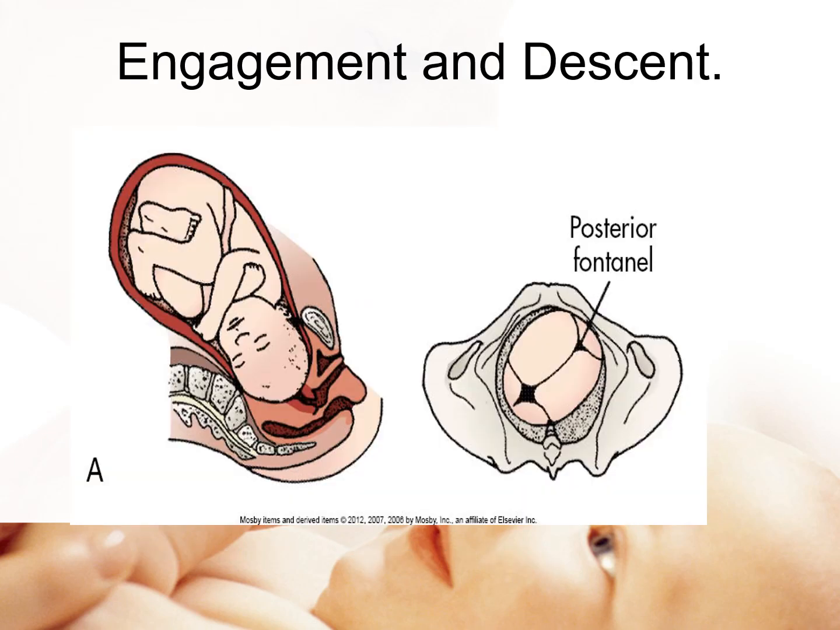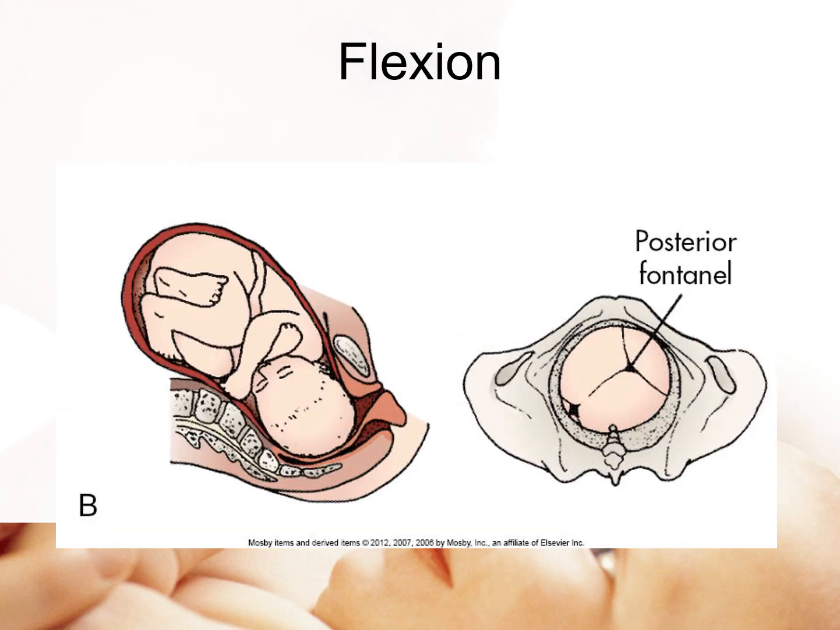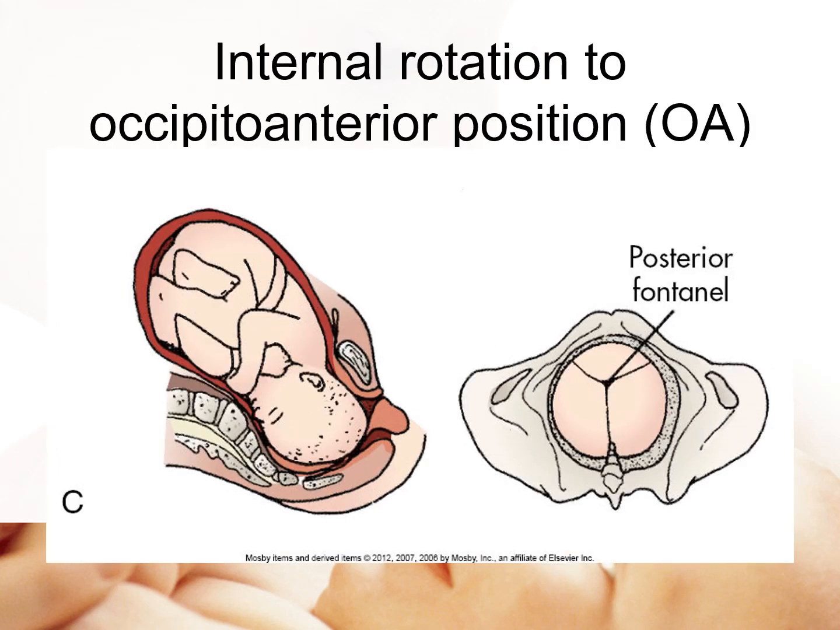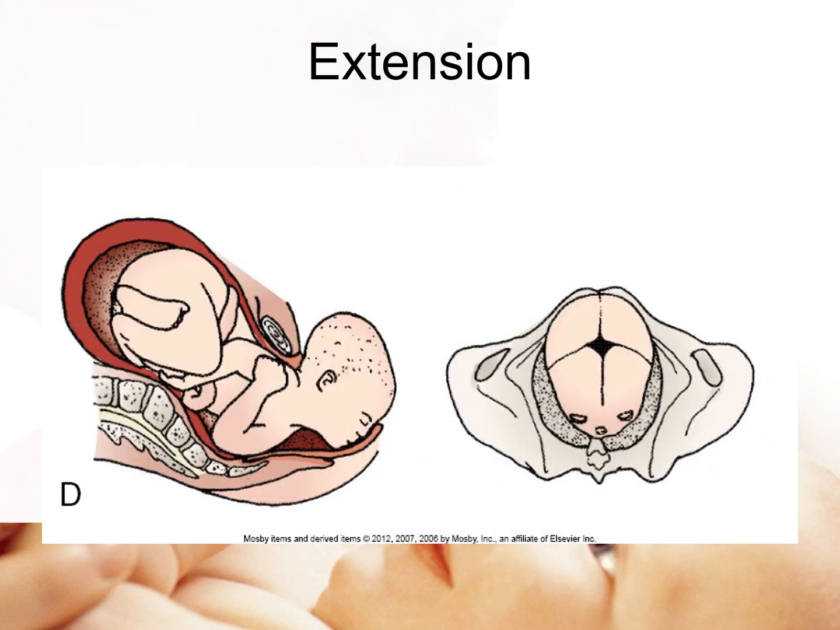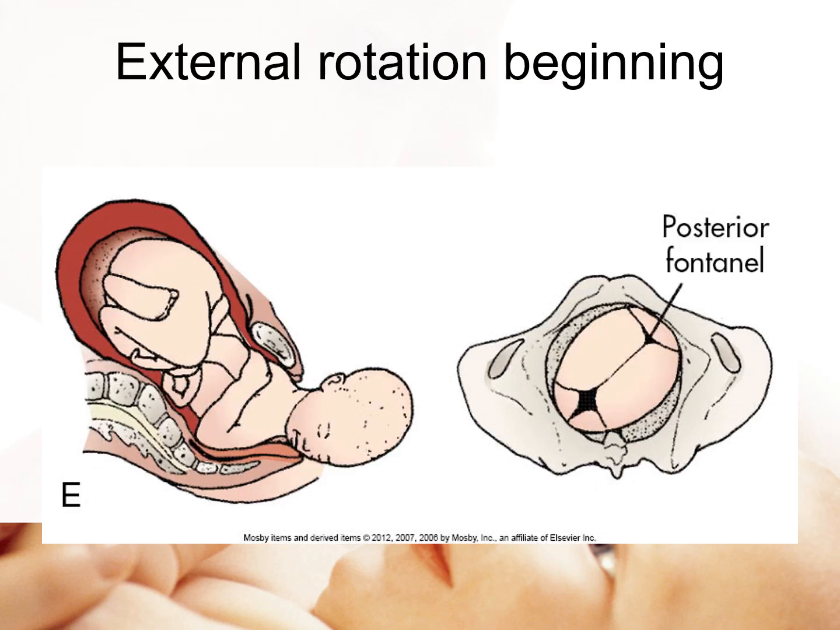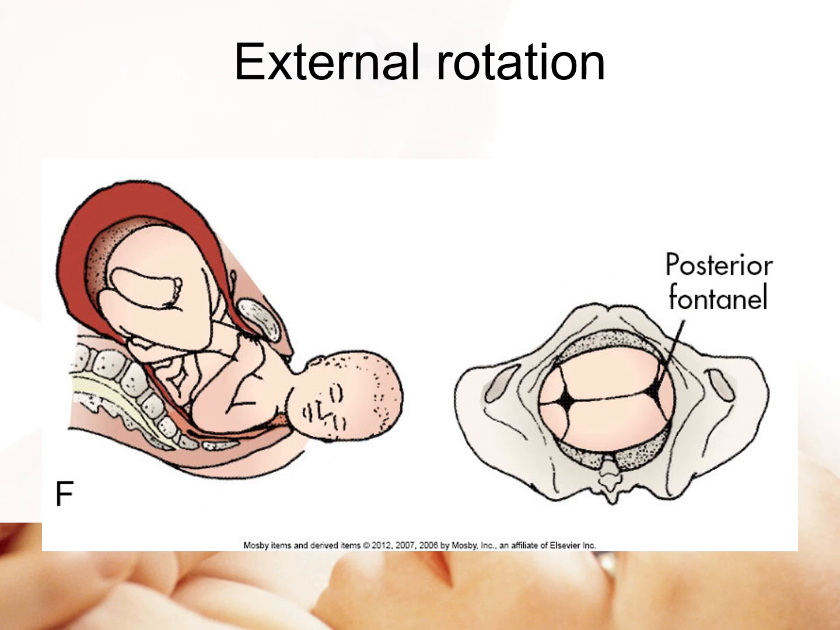This is showing you again engagement and descent, flexion, baby's chin to chest, internal rotation to occiput anterior, extension, external rotation beginning, and then external rotation is complete. So that shoulder is emerging and it's delivering.